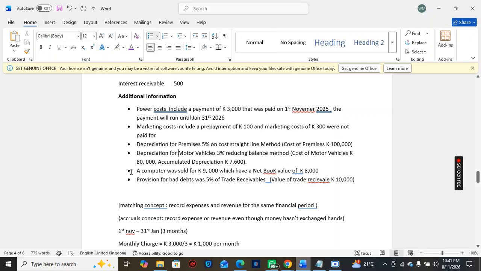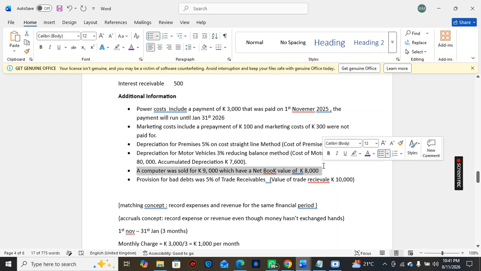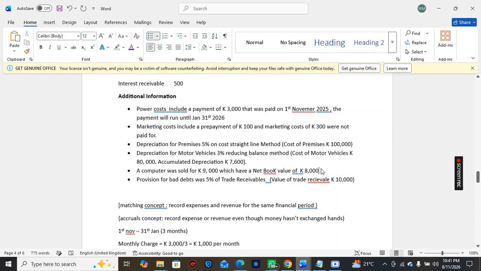Yes. Then the next adjustment you need to be aware of is asset disposal. Now here I've just given you a short version of asset disposal. But in your assignment, there was that one for the motor vehicles that was sold. Here they told us a computer was sold for 9,000, which had a net book value of 8,000.